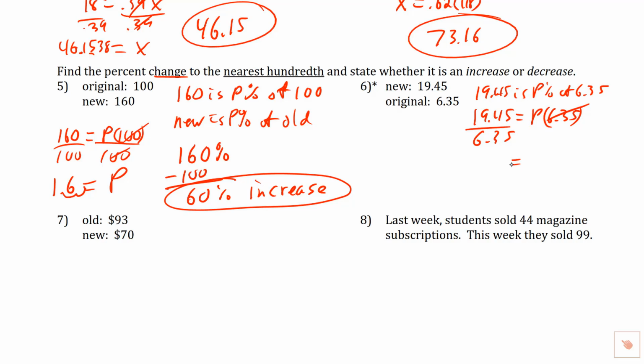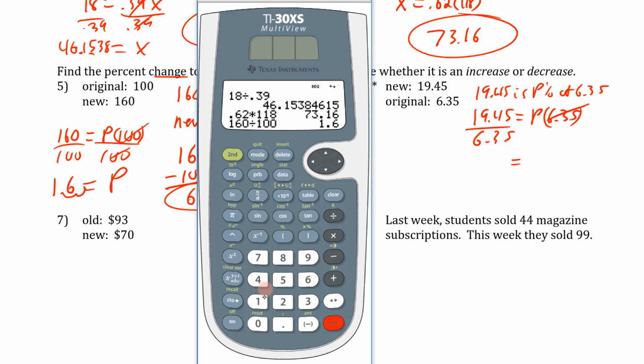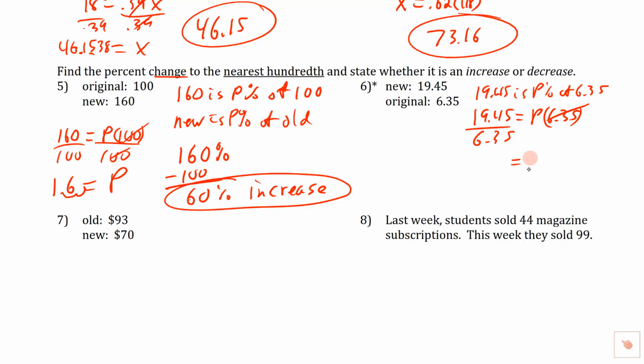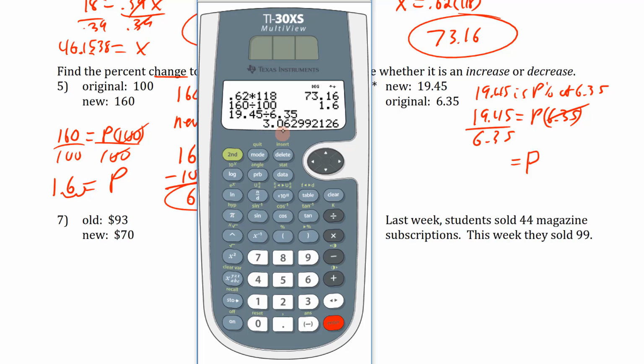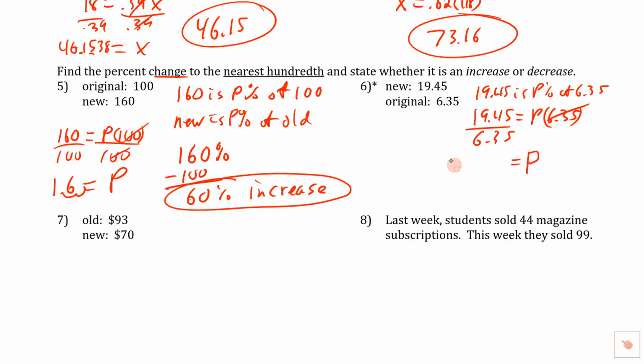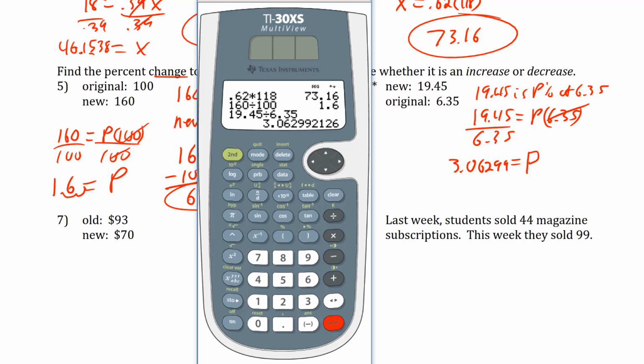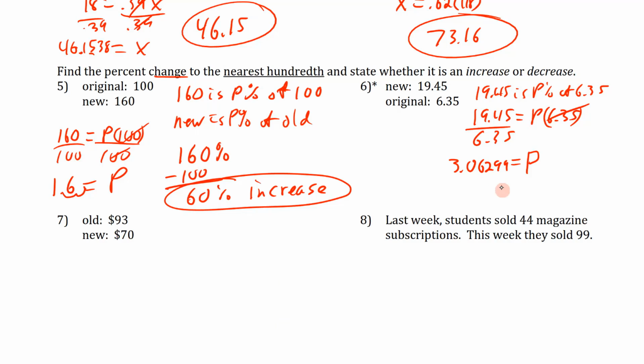Cancel those off. We're going to throw this in a calculator because that's a nasty mess. 19.45 divided by 6.35. Make sure it's all typed in there the right way. Everything looks good. And we get this big ugly mess right here. So I've got a P on this side, and then over there we've got 3.06299. Bring that up again. Always good to double check and make sure that we got it written down correctly. We do here, so we're in good shape.